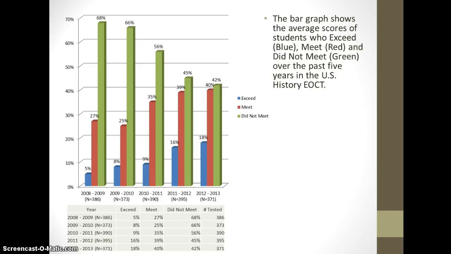But you can see over the 5-year span, in 2008, the did not meet percentage was at 68%, and by 2013, the did not meet was at 42%. So the obvious trend is if the did not meet goes down, obviously two are going up, and those two are the meets and exceeds. You can see over the 5-year period, the meet is going from 27 to 40, but the biggest gains would be in the exceeds, from 5% all the way to 18% of the students meeting or exceeding, which, over a 5-year period, that's pretty good.